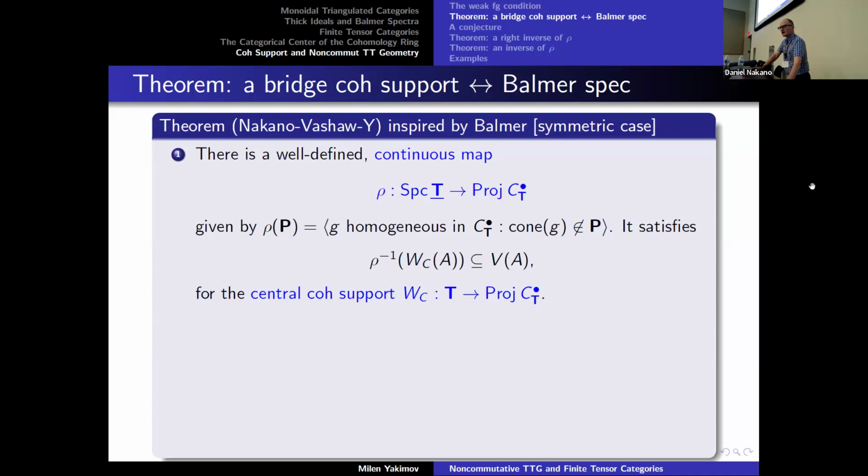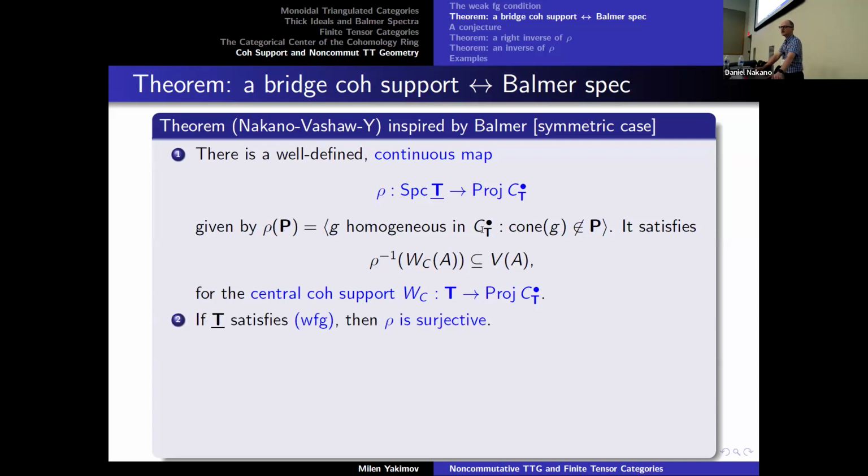Now the key point is that we get rid of the cohomology ring here. It's not the right object. The cohomology ring is simply way too big in general. What really plays a role is the categorical center of the cohomology ring. That's the gadget that enters the picture. All right, so we can produce a continuous map from the first topological space to the second topological space that's given by a certain formula. And it's also compatible with the two support maps in the sense that the inverse image of one is contained in the other. We wish this to be equality, but in generality like this, you simply can't prove it.